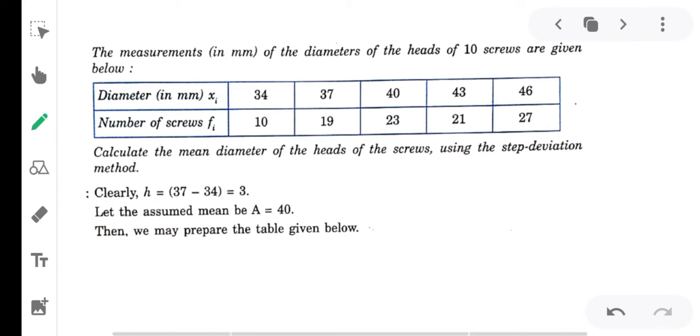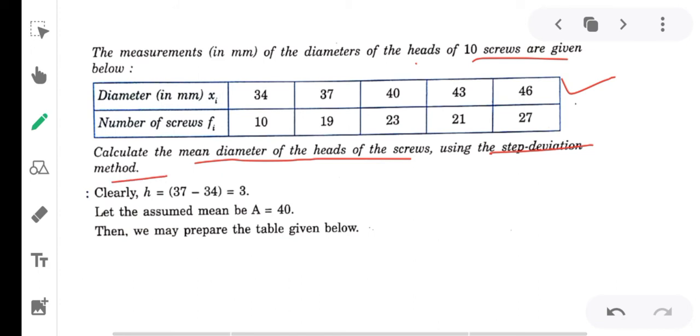Now the example: the measurements in millimeters of the diameters of the heads of 10 screws are given below. This is the table given. These are the observations and these are their frequency. Clear? Okay, so calculate the mean diameter of the heads of the screws using the step deviation method.